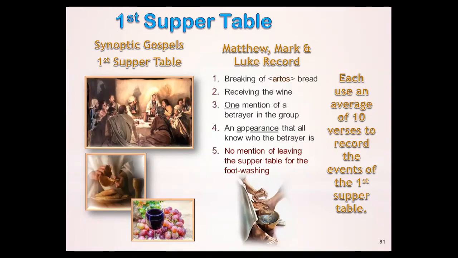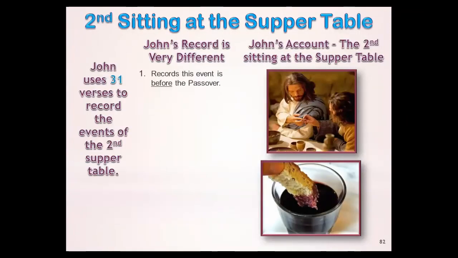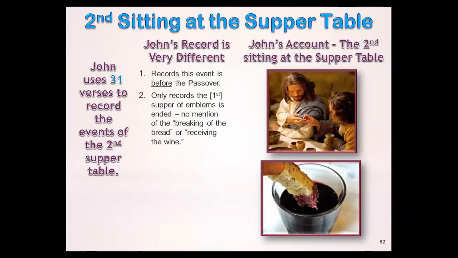But when you look at the second sitting of the supper table and compare it to John, it's a little bit different. John uses 31 verses to record the events of the second supper table. John's record is very, very different. He records this event as before the Passover day. He only records that the first supper of emblems is ended. There is no mention of the breaking of the bread or the receiving of the wine.